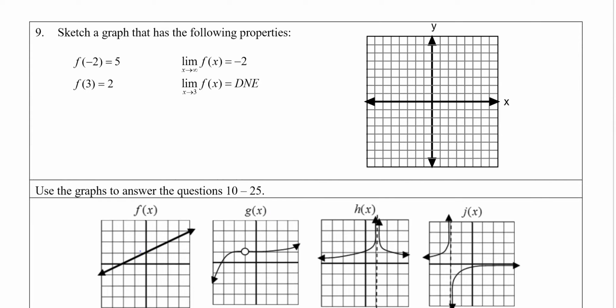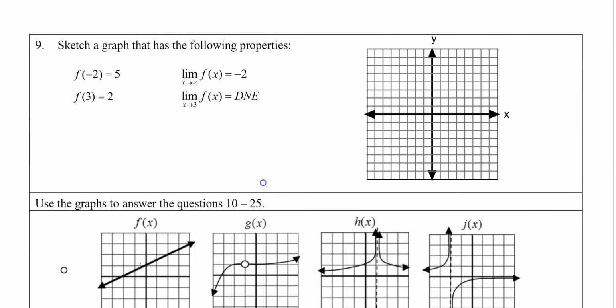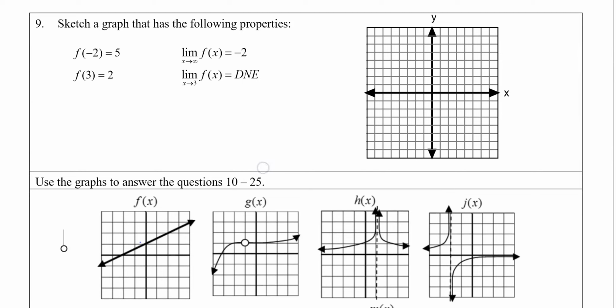Alright, number 9. Sketch a graph that has the following properties. So we have to make a graph. There's a bunch of different correct answers. I'm just going to show one possible correct solution for this. So it has to meet each of these 4 parameters.